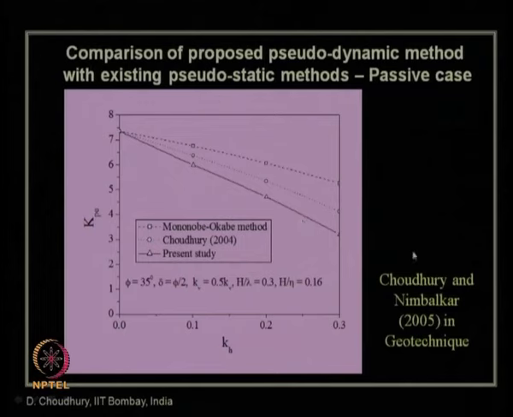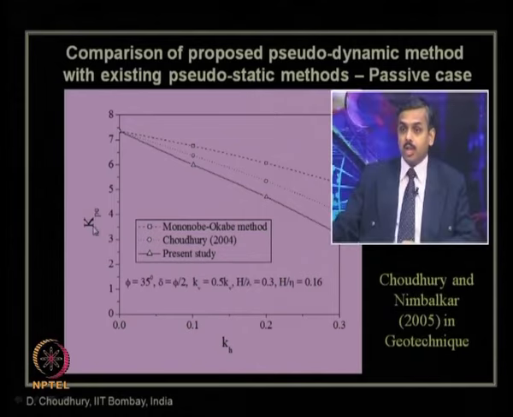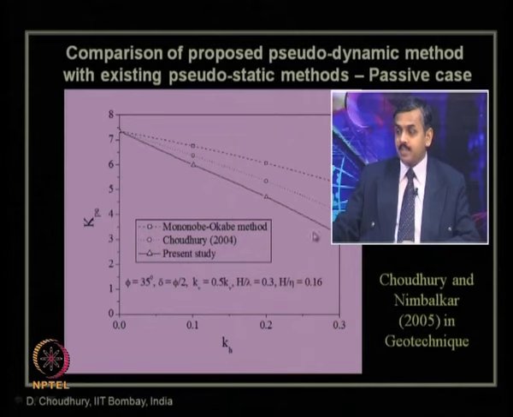which is necessary for the design. Let us look at these values, which are also available in this Journal of Geotechnique by Choudhury and Nimbalkar 2005. This passive earth pressure coefficient, the design value, this dotted line is for Mononobe-Okabe with these rectangular boxes. Then this dotted line with circles is proposed by Choudhury in 2004, and the triangular one is the present study, meaning this pseudodynamic approach.